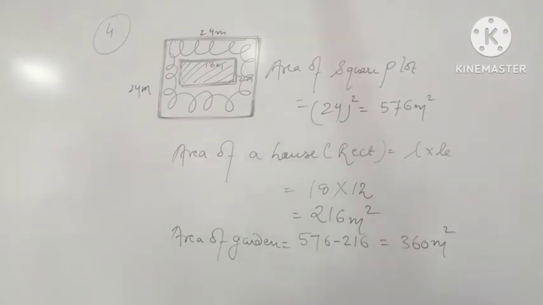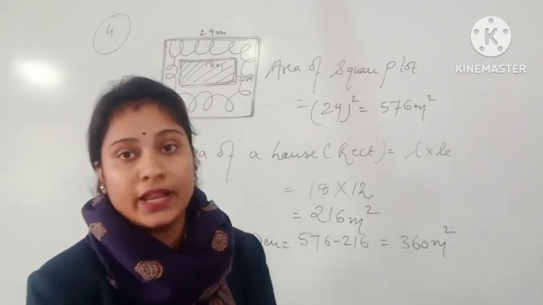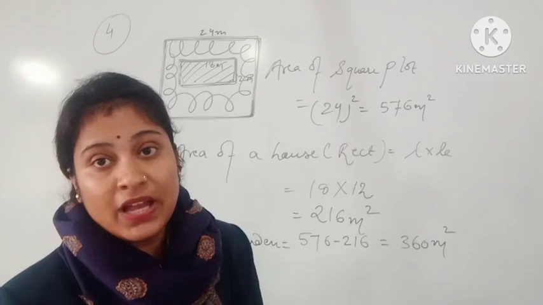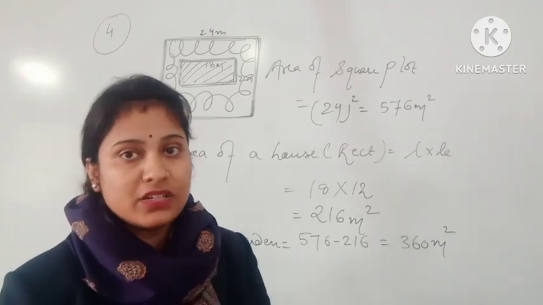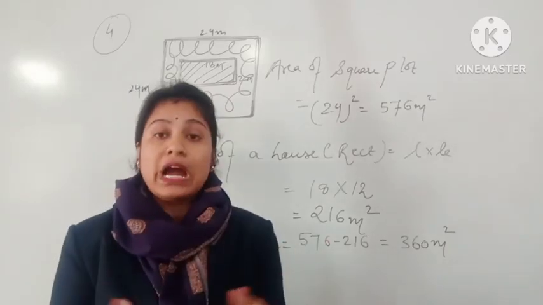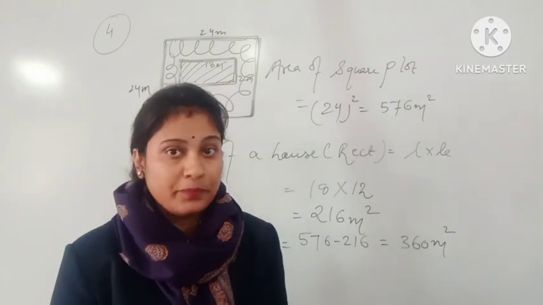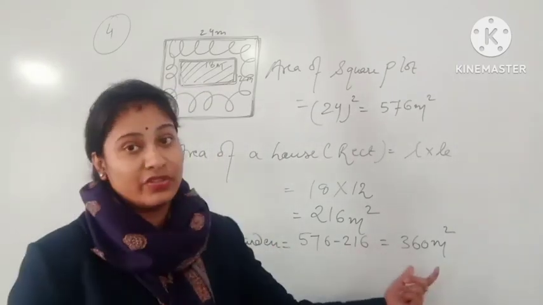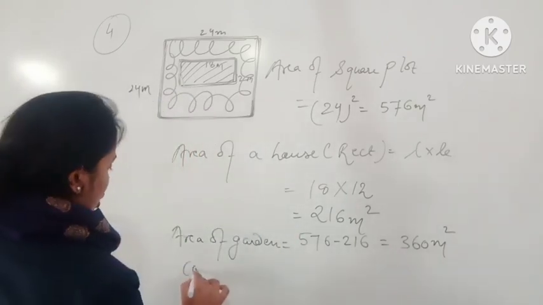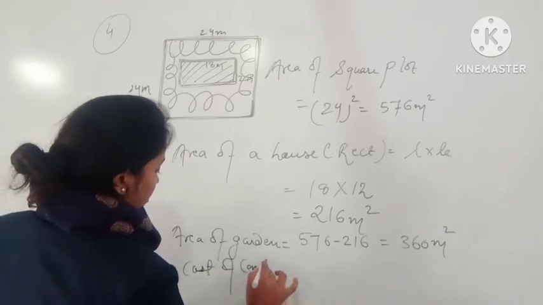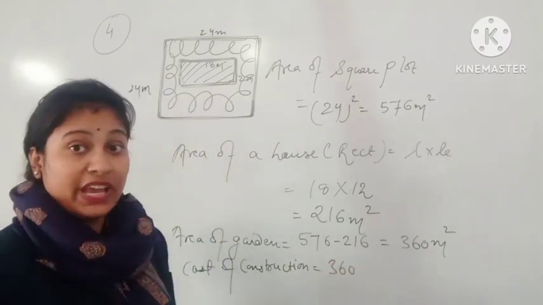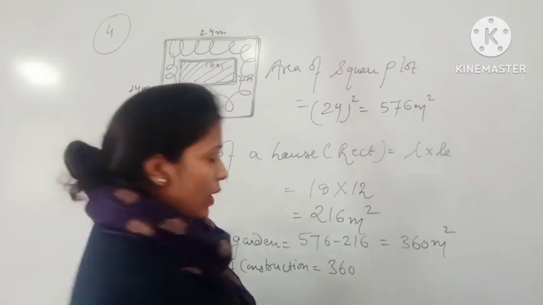Now it is saying, find the total cost of developing the garden if the cost of 1 meter square is 50 rupees. Now it is saying that if 1 meter square of the garden is created, it costs 50 rupees. Now as given in the question, the garden has to be constructed over 360 meters square. So what will be the cost? Cost of construction is equal to, what is the area? 360. What was the cost of 1 meter square? That was 50. What will be the cost of 360 meters square? That will be 1800 rupees.